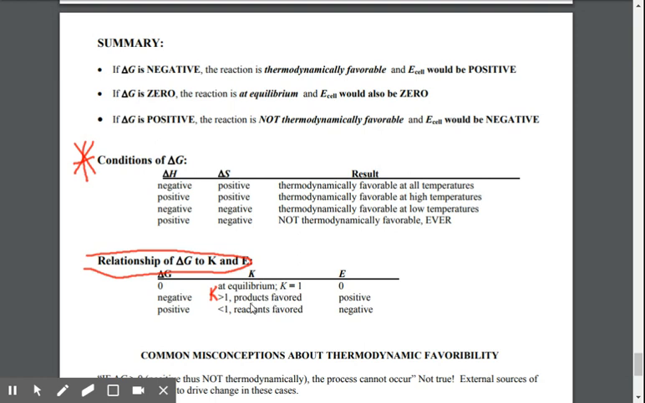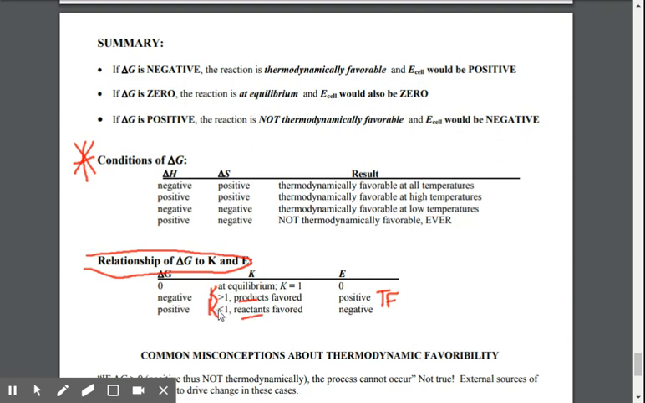That means my products are favored here. If my delta G is positive, then I have a negative E cell and my K value is less than 1, which indicates that my reactants are favored. Remember, the reason products are favored for negative delta G is that it means thermodynamically favorable. That reaction happens on its own, so I'm making my products.